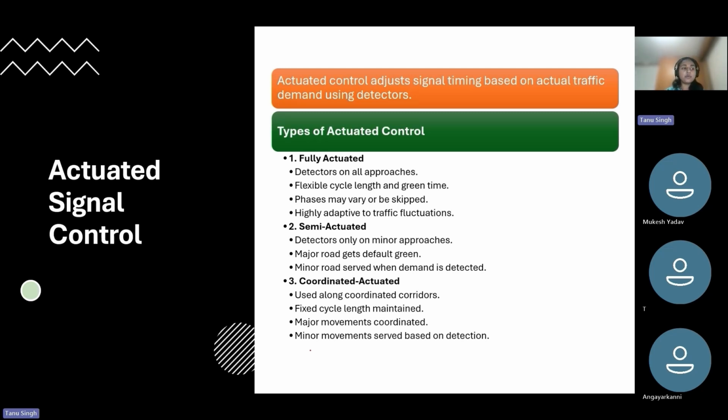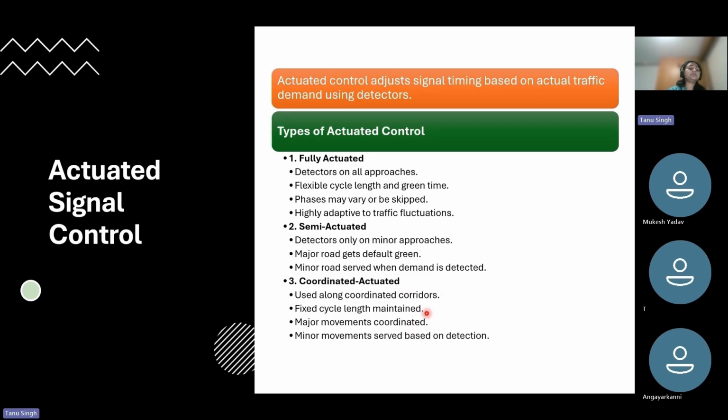There are three types of actuated control. First is fully actuated, where detectors are installed on all approaches and all phases are demand based. All phases depend upon the traffic in real time. Then comes semi-actuated, where detectors are installed only on the minor approaches, whereas the major road gets default green time. Then there is coordinated actuated, where the coordination is done along a corridor.